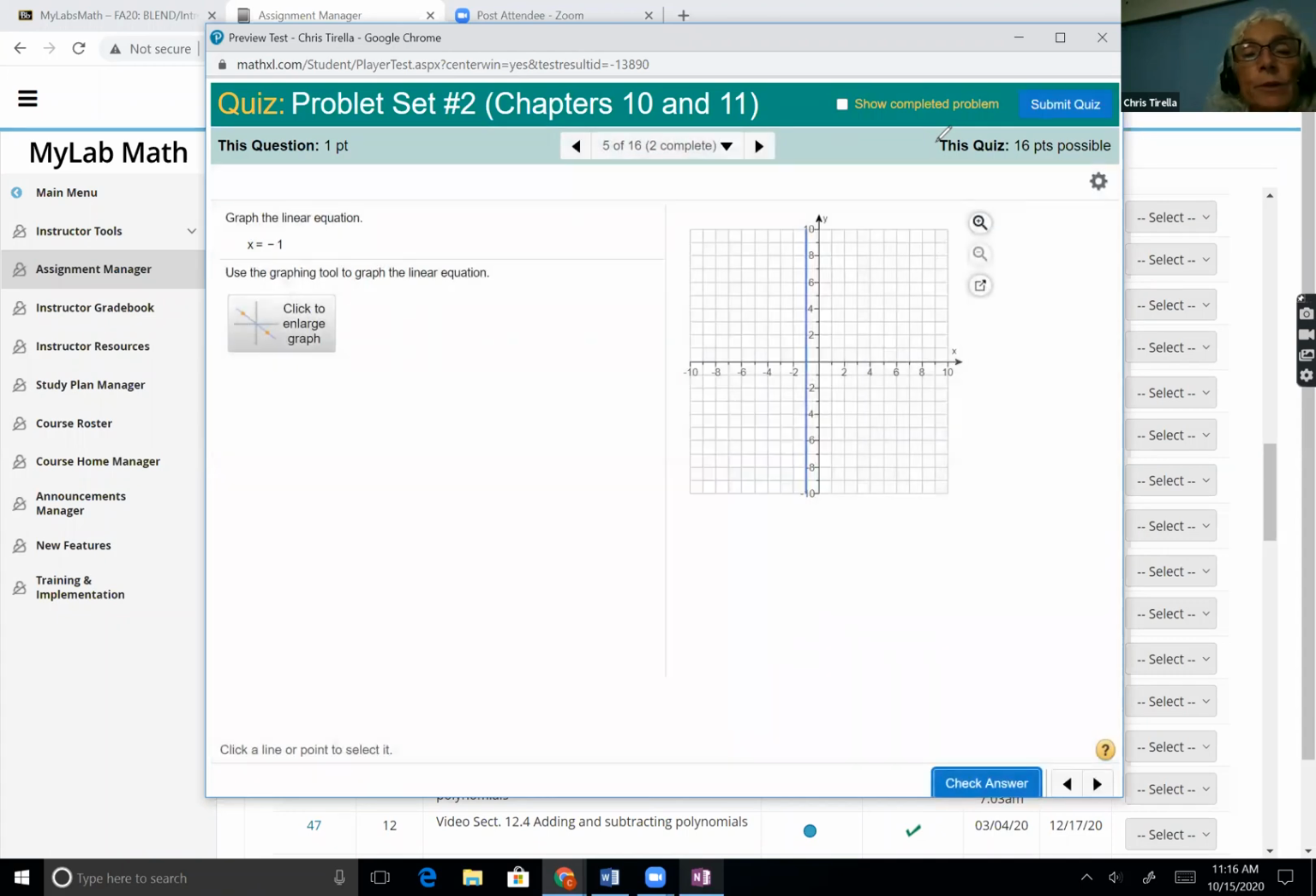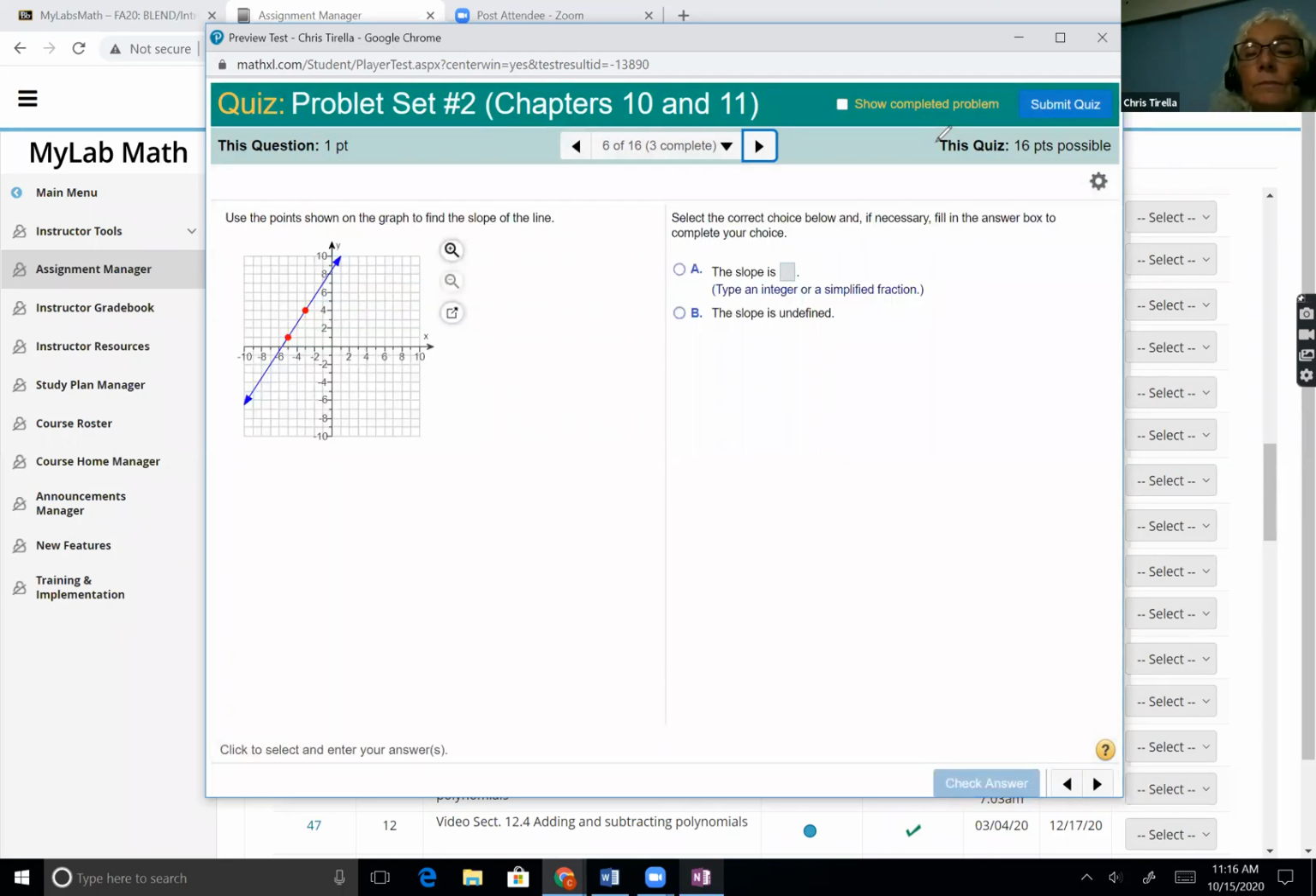If so, next question. Okay, thank you for answering. Next question. You're asked to use the points shown on the graph to find the slope.